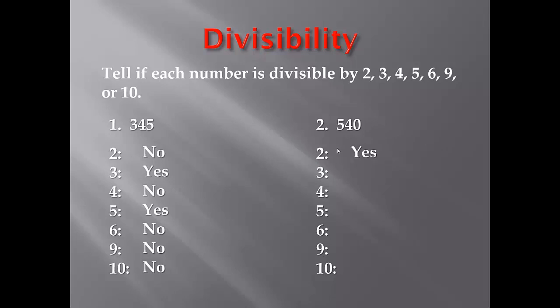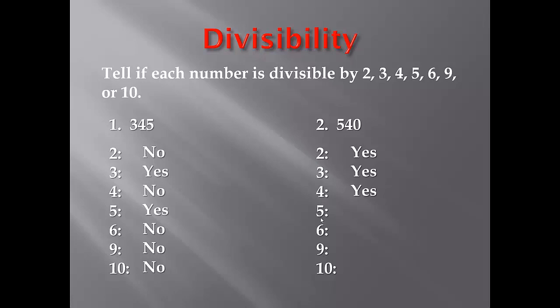Our rule for 3, we're going to add up our digits. 5 plus 4 is 9, and 9 plus 0 is still 9. And 9 can be divided by 3. And since 9 can be divided by 3, 540 can also be divided by 3. So we have yes. Next, we'll check our rule for 4. Our rule for 4 is we look at the last two digits. We have 40. 40 can be divided by 4 because 40 divided by 4 is 10. So 540 can also be divided by 4. So again, we have yes.